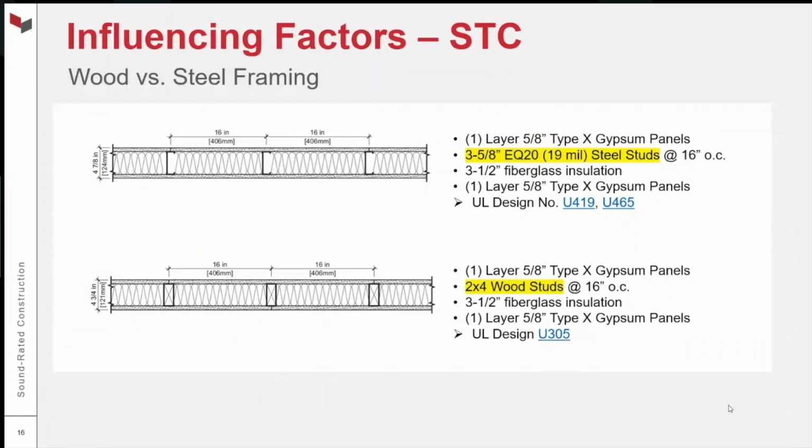All right, so we're going to start with framing type. In these coming slides, I'm going to show 2 different walls and we're going to compare them. I'm going to highlight on the right in yellow the component that we're comparing. In this case, the wall on the top uses EQ20 19 mil steel studs at 16 inches on center. And the bottom wall has all the same components with the exception of the studs. We're looking at 2x4 studs, 16 inches on center.